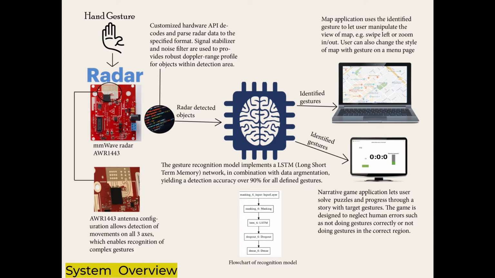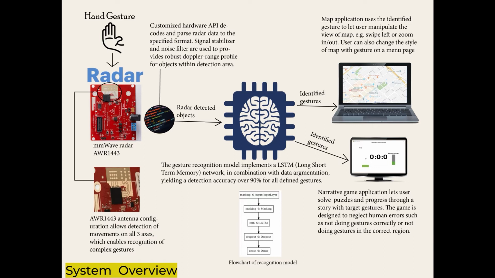We implemented a pre-processing block that collects, decodes, and parses raw data from the radar board into the desired format. Then the data is passed into a machine learning model to identify gestures. Our model uses the LSTM network, which is a type of recurrent neural network that is good at identifying wave patterns.